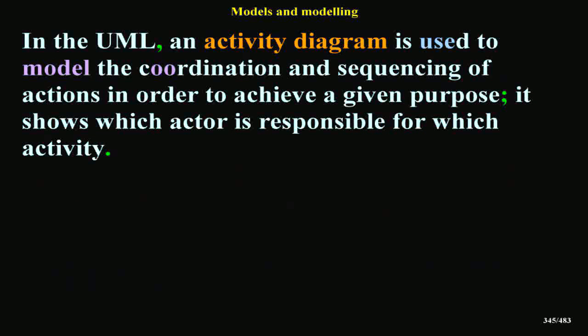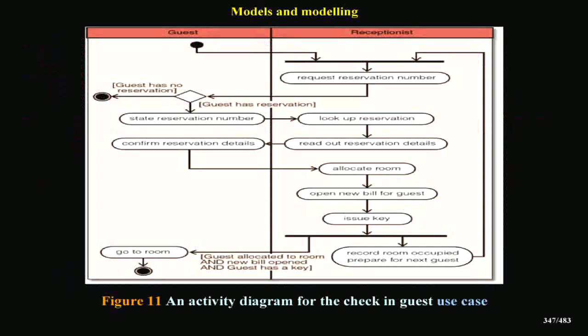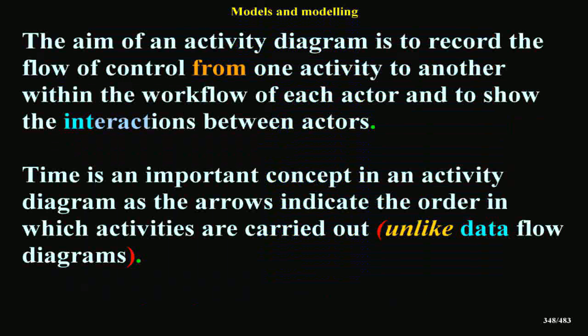In the UML, an activity diagram is used to model the coordination and sequencing of actions in order to achieve a given purpose. It shows which actor is responsible for which activity. Figure 11 shows an example of an activity diagram, which is used to show the separate responsibilities of the receptionist and guest actors for the main success scenario for the use case check in guest. Figure 11: An activity diagram for the check in guest use case. The aim of an activity diagram is to record the flow of control from one activity to another within the workflow of each actor and to show the interactions between actors.